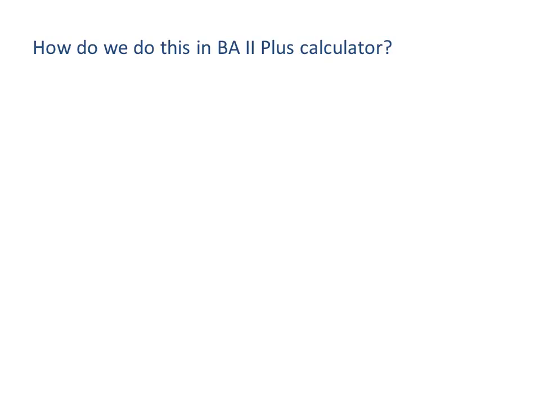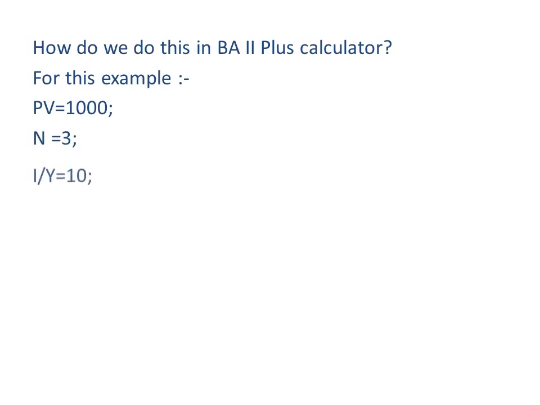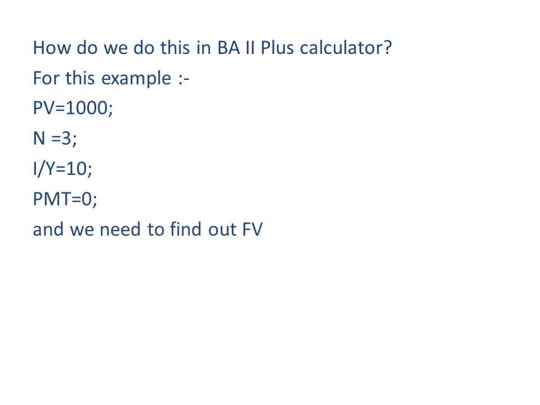So, how do you do this in BA2 Plus calculator? For this example, PV is equal to 1000, n is equal to 3, I by y is 10, PMT is 0, and we need to find out FV. Let's watch this video.